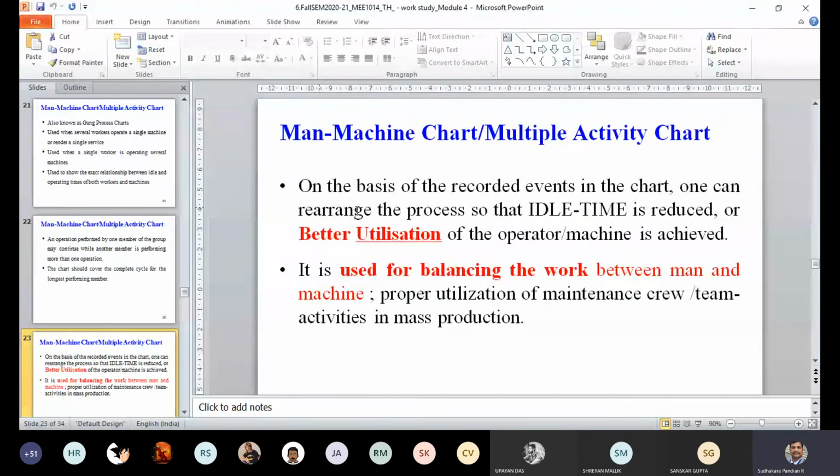On the basis of the recorded events in the chart, one can rearrange the process so that idle time is reduced. Once you come out with this chart, you will come to know which man or which machine has more idle time, so that you can try to reduce the wastage of time or the idle time of both laborers as well as machines. It is used for balancing the work.